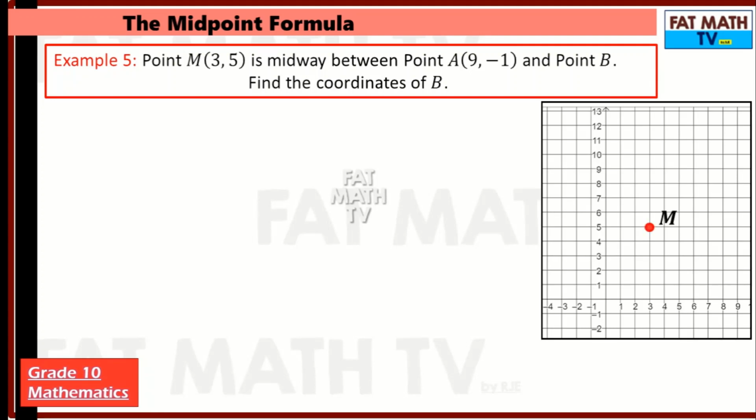So if we illustrate that, M is midway between A and B. And M is 3, 5. A is 9, negative 1. So B is unknown.